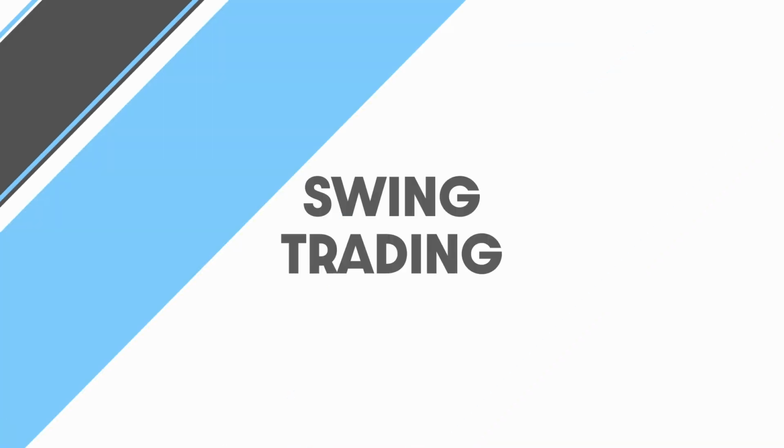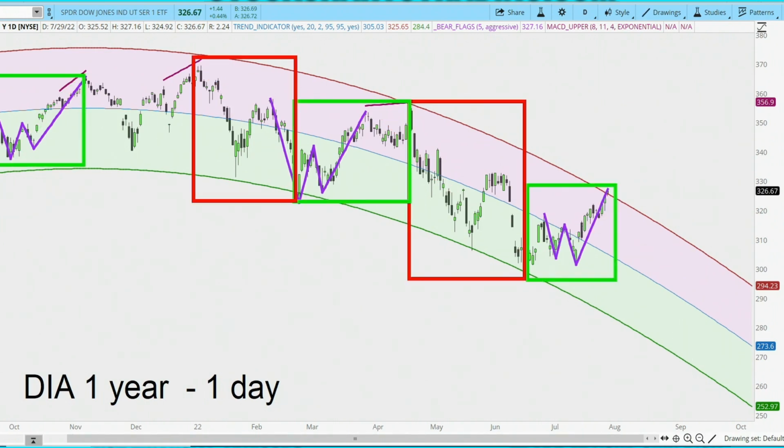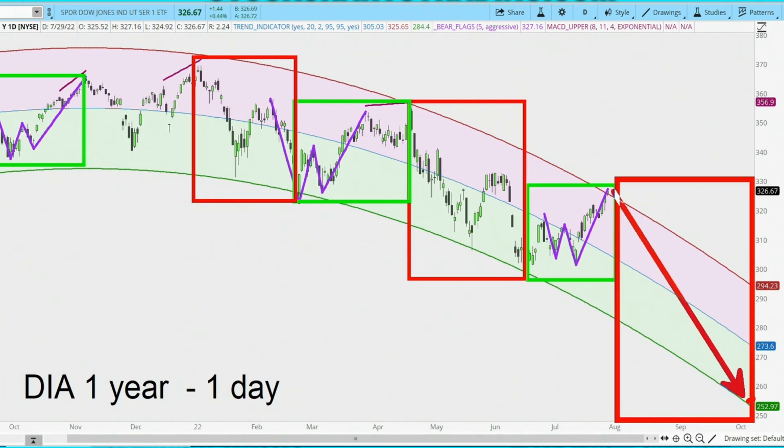Now for swing trading. One thing you need to consider with swing trading is that the price action with the trend versus counter trend is drastically different in size, although it takes about the same amount of time. Each one of these bullish moves was 50 days. Each one of these bearish moves was 50 days. So in consideration, you should assume the next move lower will be at least 50 days long.